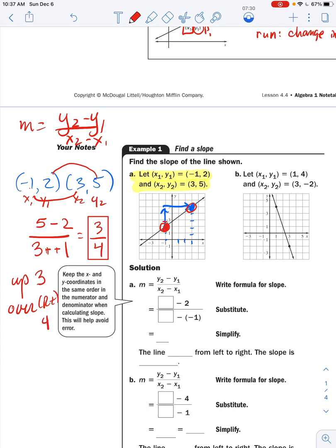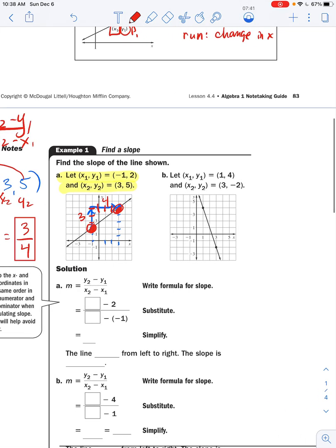So see if that works. You start here, you go up 1, 2, 3, over 1, 2, 3, 4. And sure enough, you land on that other point. So 3/4 is the slope of that line.